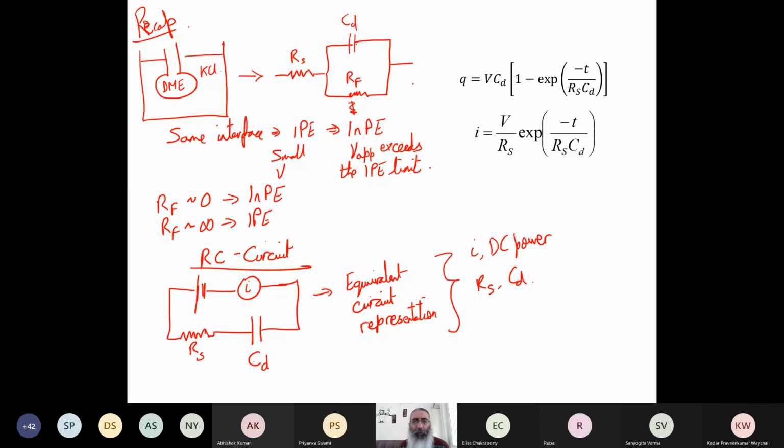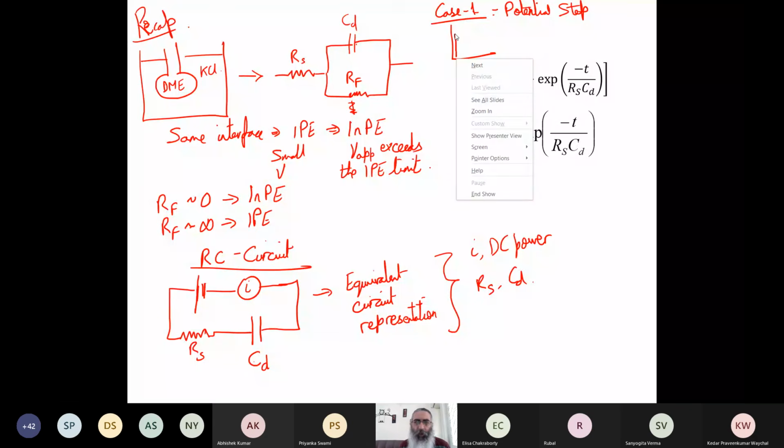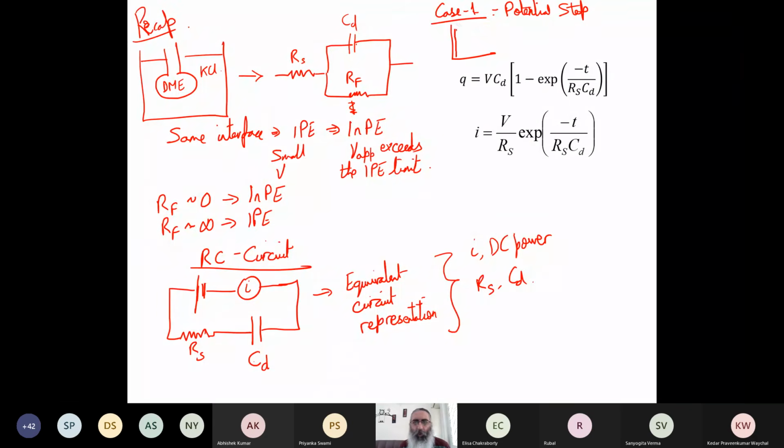And so then we went on and said that now we apply a perturbation. The case 1 that we studied is a perturbation in the form of a potential step. When we apply that, what it means is that you start from zero potential at time t equal to 0, you ramp up the potential almost instantaneously, and hold the potential constant with respect to time. So this is the potential with respect to time.